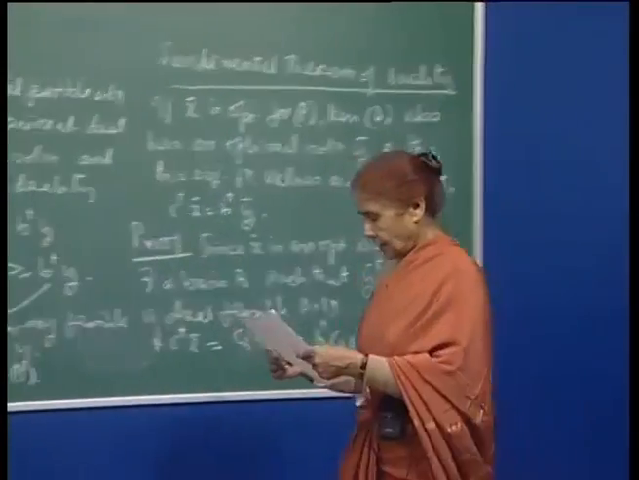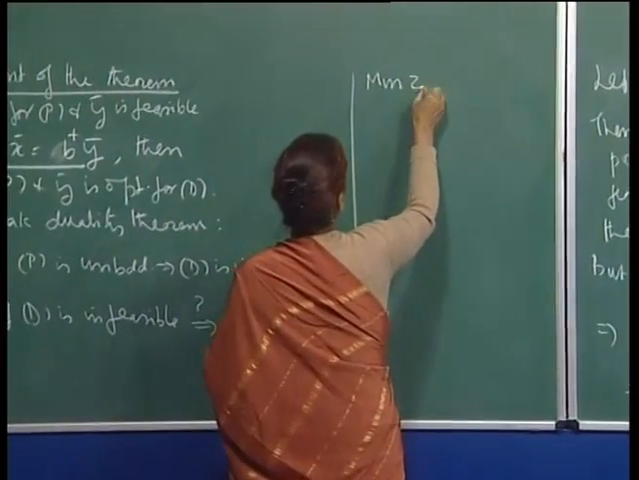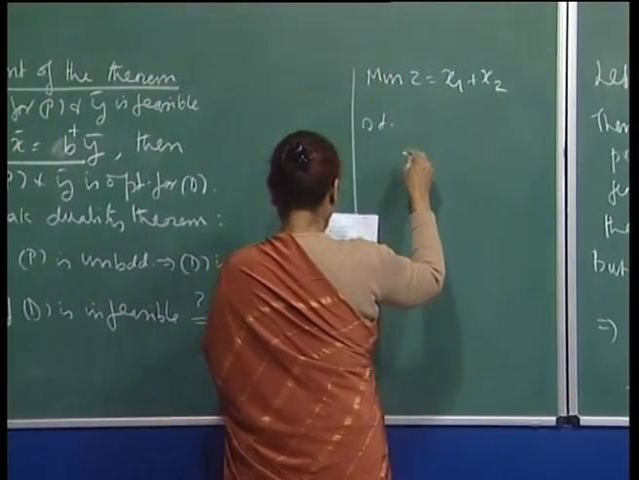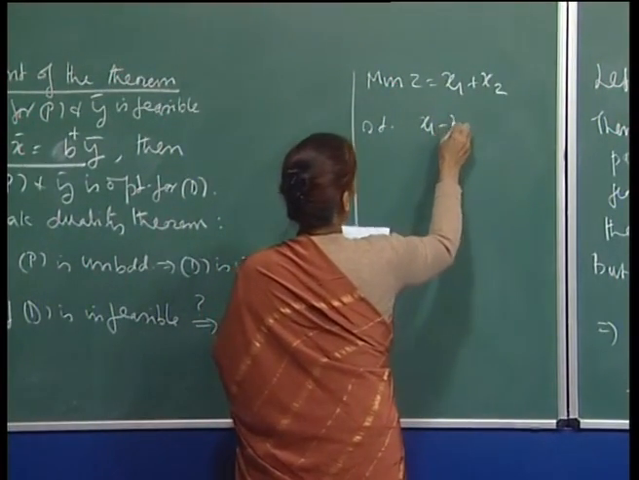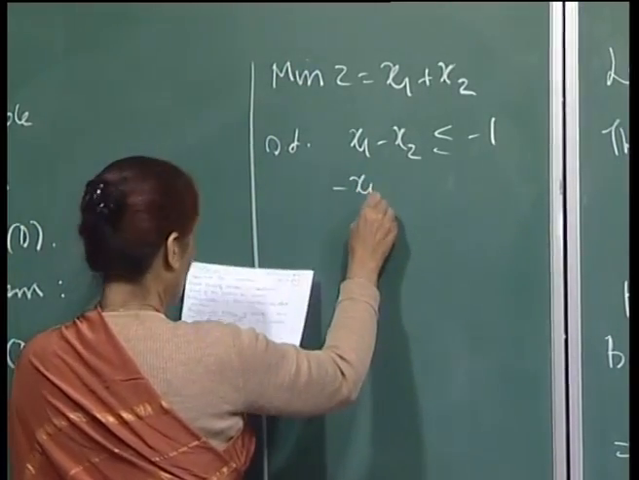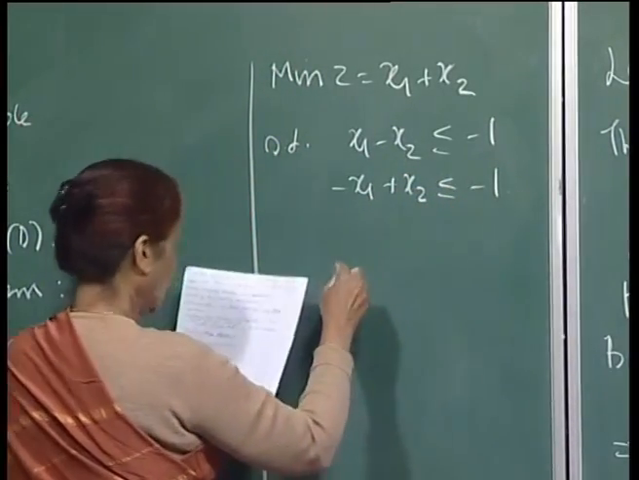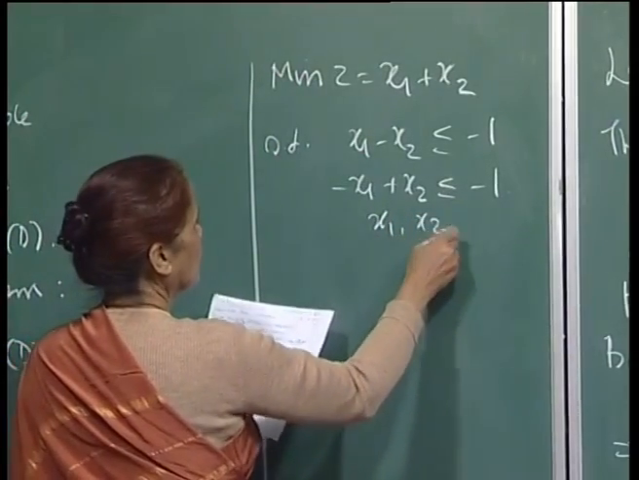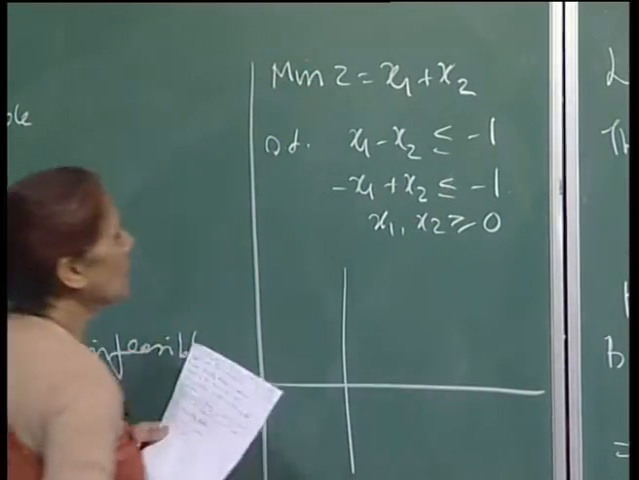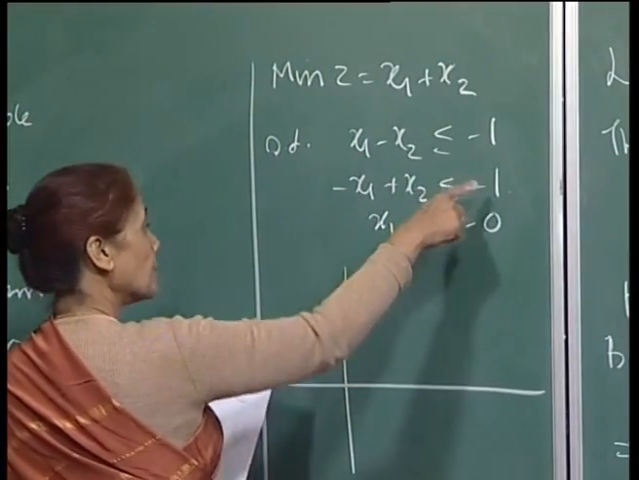Okay. So, let us take this example, minimize z equal to x 1 plus x 2 subject to x 1 minus x 2 less than or equal to minus 1 and minus x 1 plus x 2 less than or equal to minus 1, x 1, x 2 greater than or equal to 0. You can immediately see that the problem is obviously infeasible, because x 1 minus x 2 is less than minus 1 and minus of that is also less than minus 1.